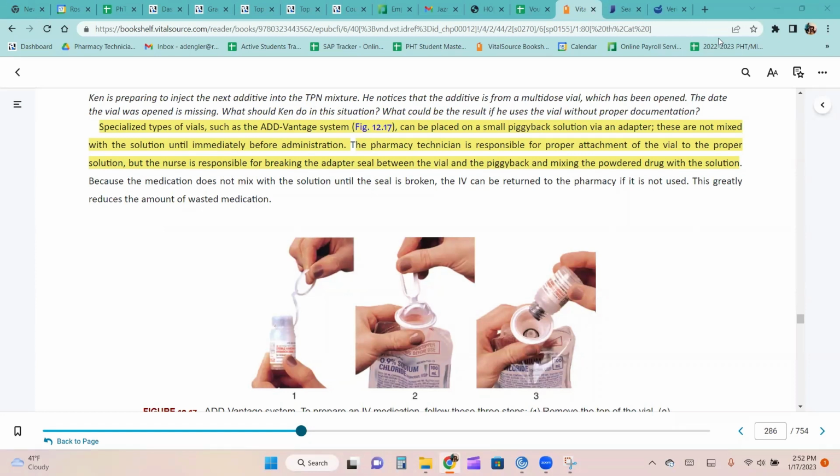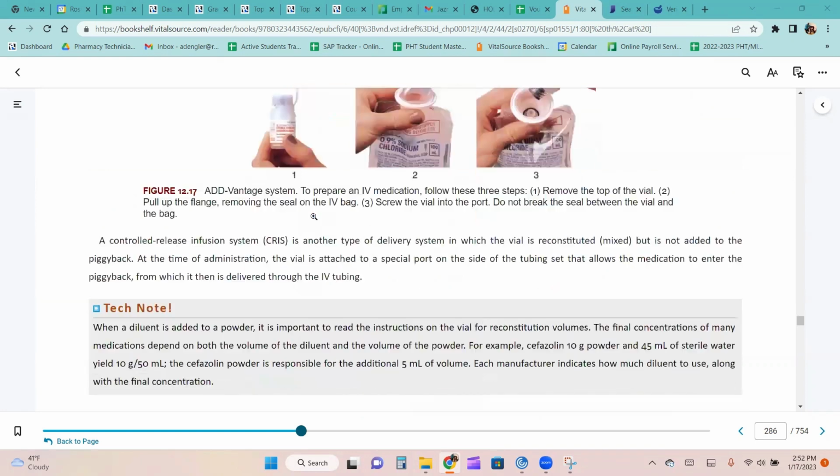Specialized types of vials, such as the Advantage system, can be placed on a small piggyback solution via an adapter. These are not mixed with the solution until immediately before administration. The pharmacy technician is responsible for proper attachment of the vial to the proper solution, but the nurse is responsible for breaking the adapter seal between the vial and the piggyback and mixing the powdered drug with the solution. Because the medication does not mix with the solution until the seal is broken, the IV can be returned to the pharmacy if it is not used. This greatly reduces the amount of waste medication.